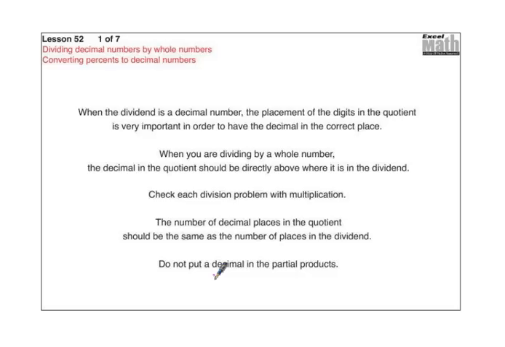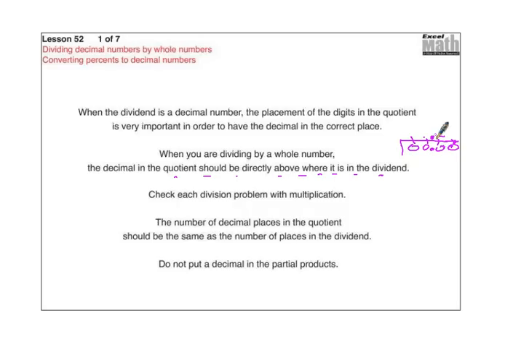When the dividend is a decimal number, that's the number on the inside, the placement of the digits in the quotient, the answer, is very important in order to have the decimal in the correct place. You should always be in the habit, I've talked to you about this before, when you're doing a division problem, of lining the digits in the answer up directly above the problem. When you are dividing by a whole number, the decimal in the quotient should be directly above where it is in the dividend. The decimal point is right here. The decimal point is going to be right there in the quotient, directly above it.